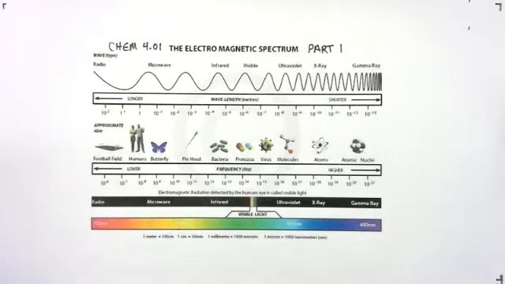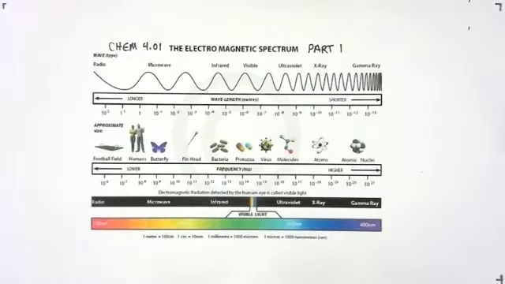This is going to be a two-part video over the electromagnetic spectrum. And this looks like a pretty big departure from what we've been doing. We've been talking about moles and atoms and isotopes. So why all of a sudden do we have a diagram of waves here and light? And what's all this about?